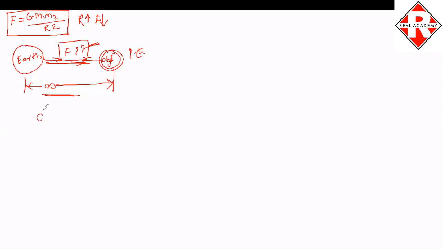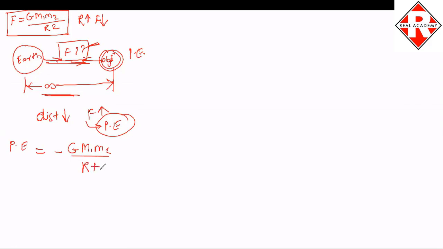If I reduce this distance, a considerable amount of force will start acting on it, and as a result, I can say potential energy also starts acting on it. So for potential energy, we can use the formula minus G m1 m2 upon r square. Now here in this case, r plus h we will use.